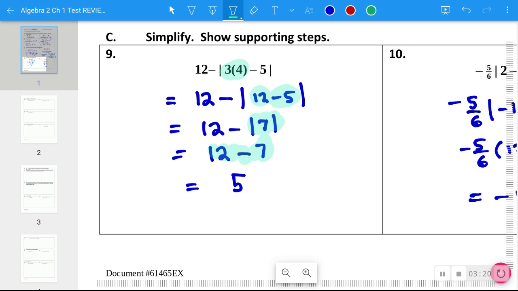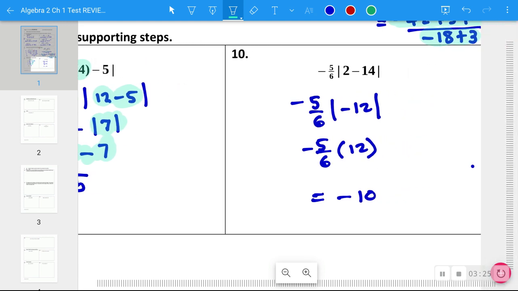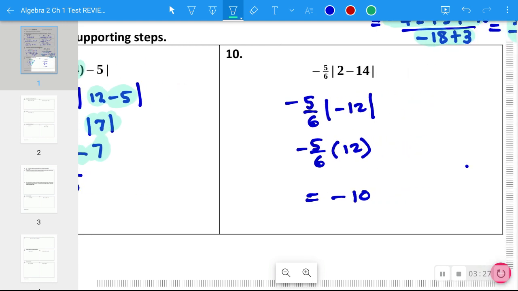So a lot of this is just knowing the order of operations. You do parentheses and grouping first. Exponents next, multiply and divide after that, and add and subtract at the end.